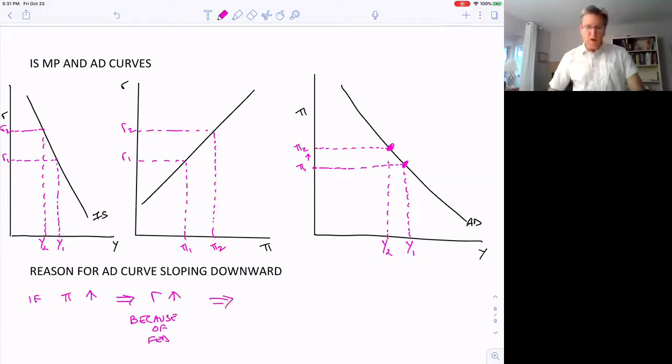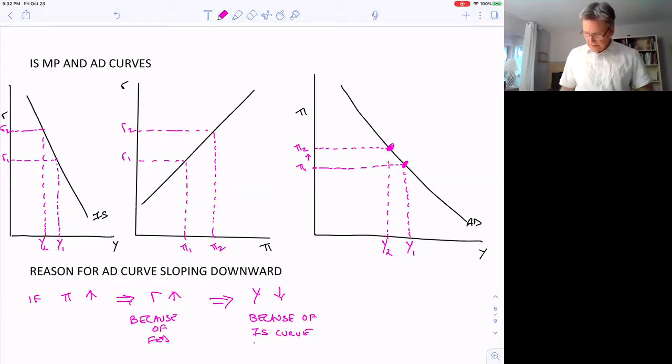And that makes Y fall because of the IS curve. So because of the IS curve, investment falls, big I falls, which makes Y fall. So completely different reasons here as to why there's a downward sloping aggregate demand curve in this model.